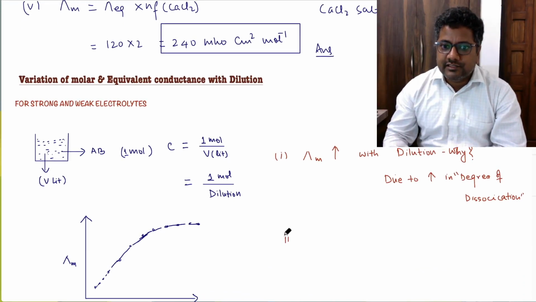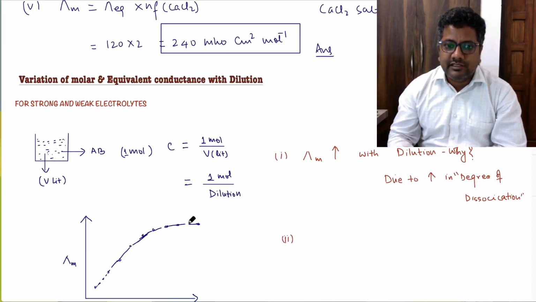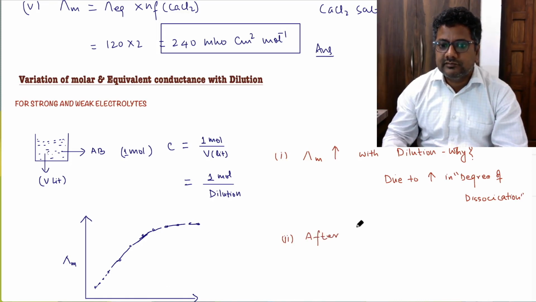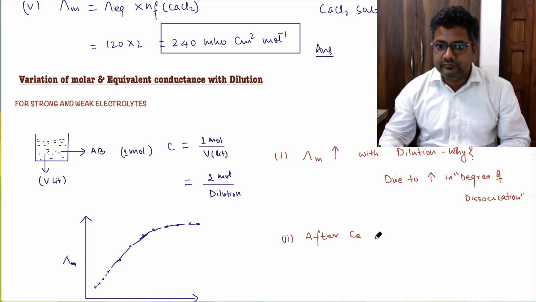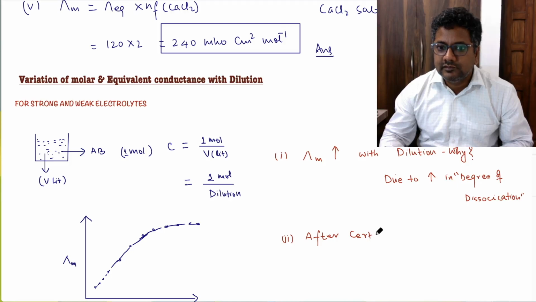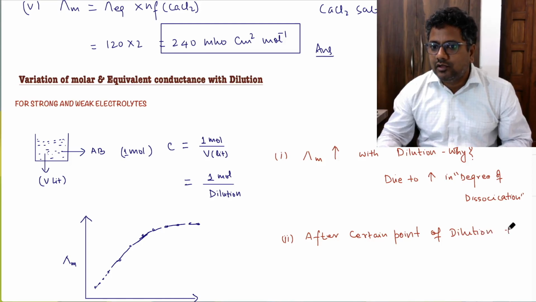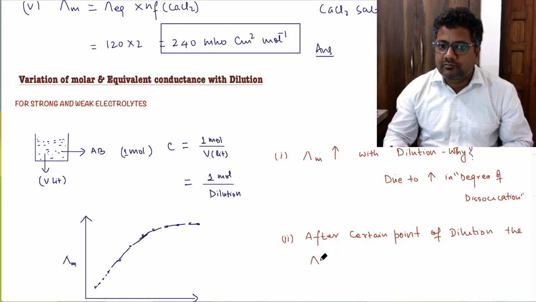One more question arises here. After a certain time, we see the molar conductance becomes constant. After a certain point of dilution, the molar conductance, lambda m, becomes constant.